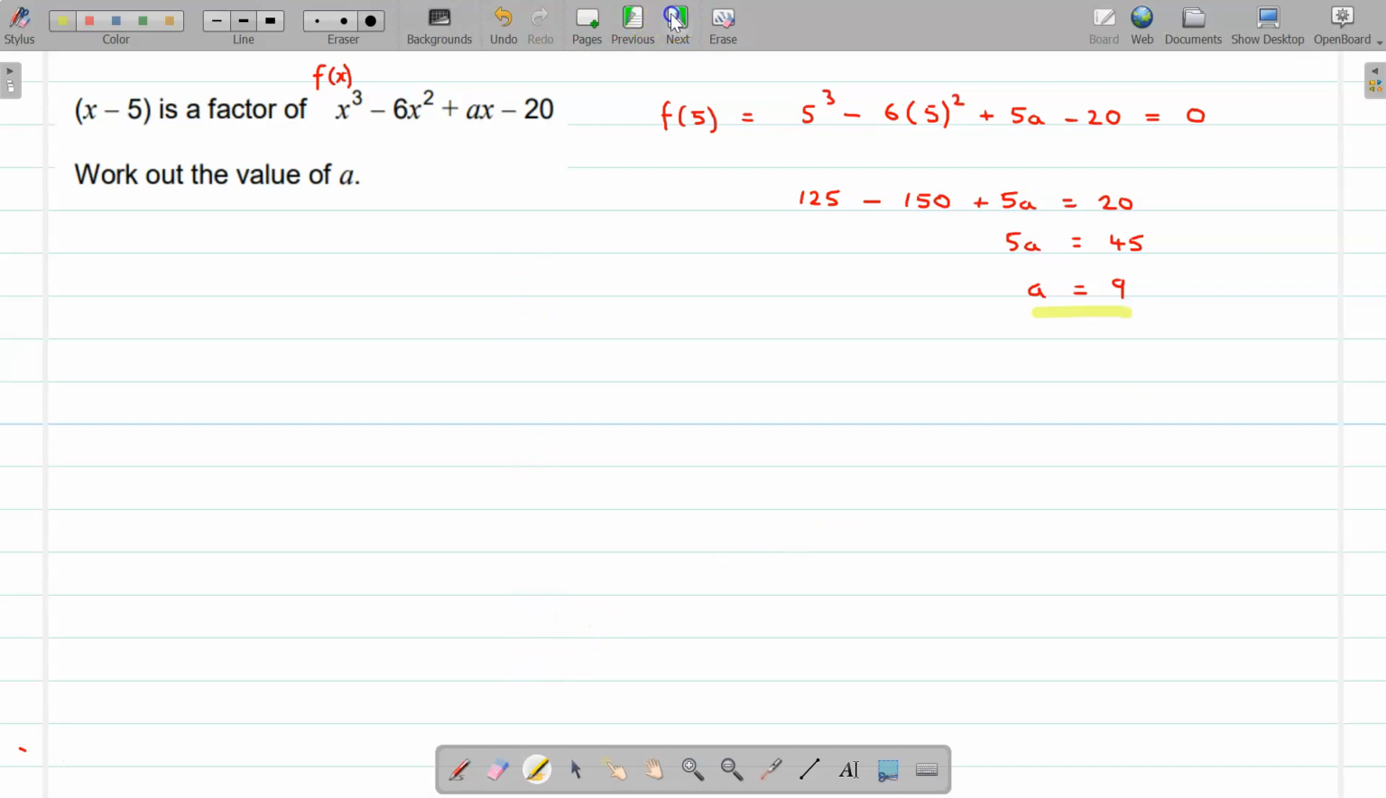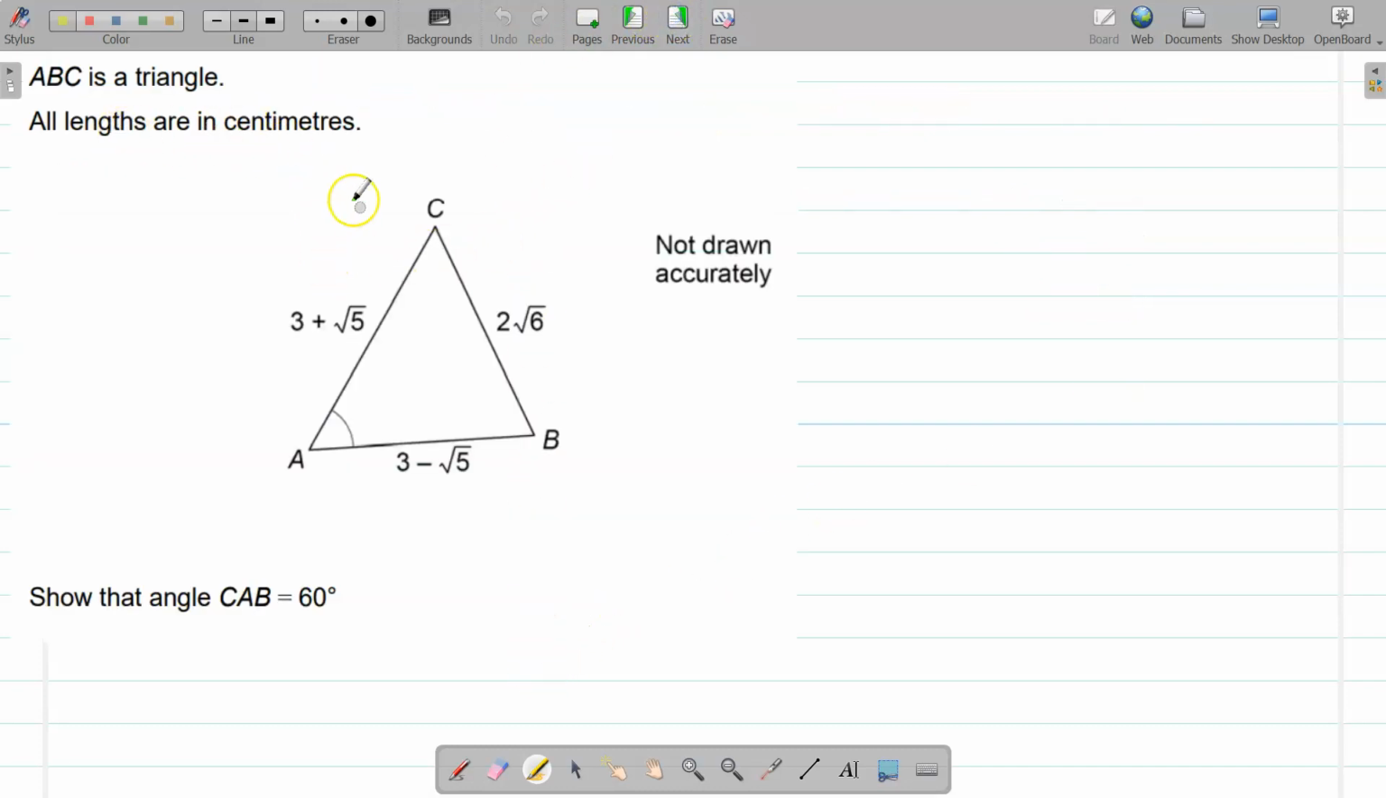Okay, next question. This is a triangle that isn't obviously right-angled, and we've got to find, or show rather, that angle CAB is 60 degrees. Now remember, this is a non-calculator paper, so this is about using the cosine rule. All right, now I'm just going to call this angle here theta, because that's the angle we've got to find and then show that, or find the cosine of theta and then show that it's 60 degrees.